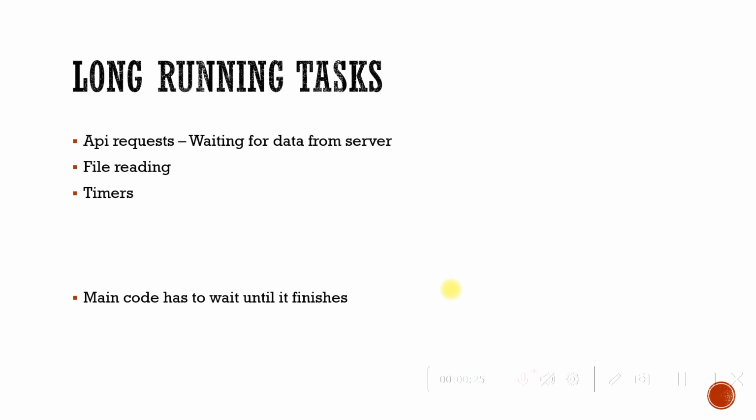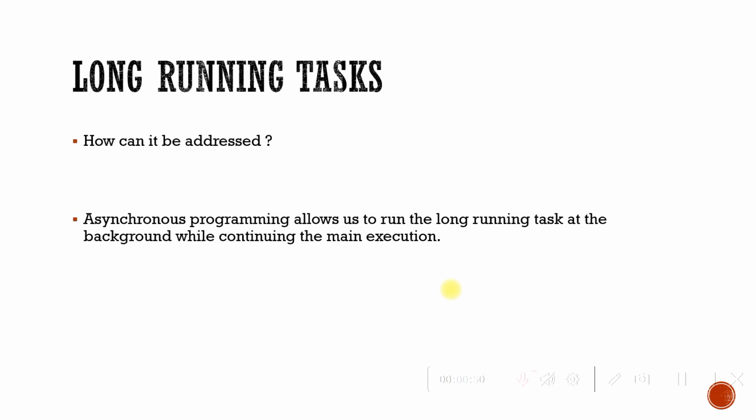So there are many scenarios where the main code has to wait a long time to complete before executing the rest of the code, like API requests, file reading, timers. API requests usually take more time if the data is huge. In those scenarios, the main code has to wait until this long running task is completed. How can this be addressed? Asynchronous programming allows us to run this long running task in the background while continuing the rest of the code execution.